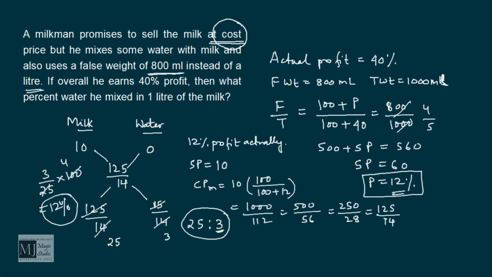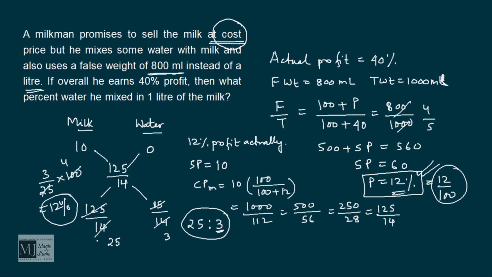Actually P is to 100. So this is 12 by 100, 12%. Here itself we have the answer. What percent water he mixed with 1 liter of milk? It is 12%. But I've shown you the entire process of how it is done.